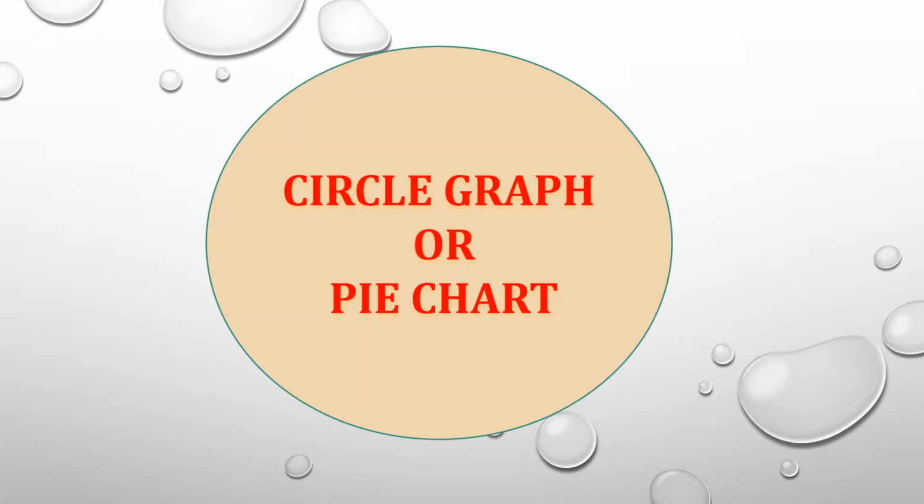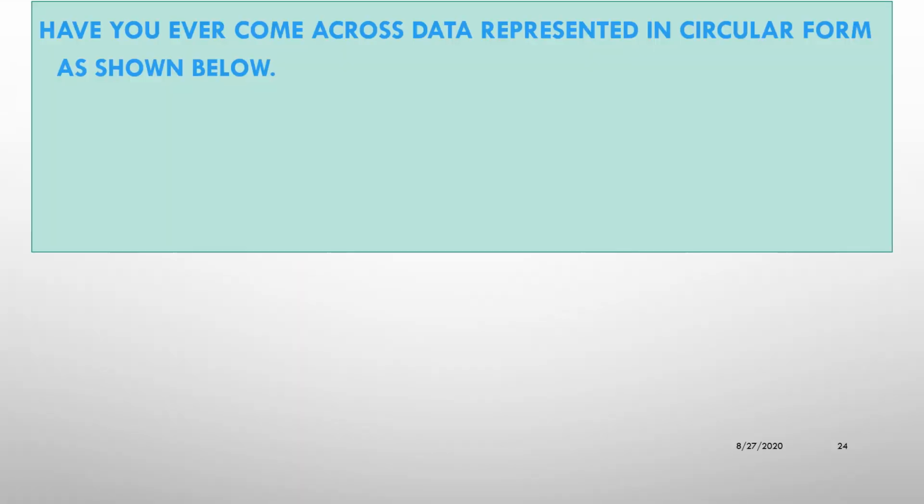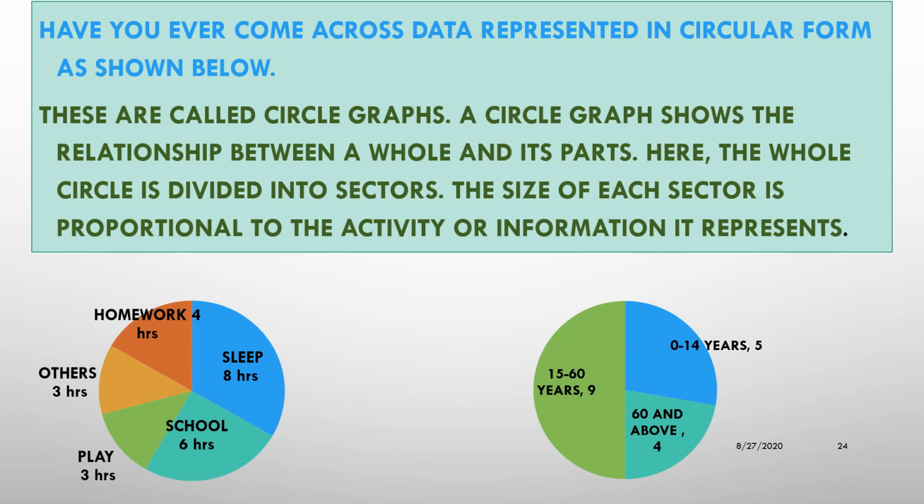The next type of graph is circle graph or pie chart. Have you ever come across data represented in circular form as shown below? These are called circle graphs. A circle graph shows the relationship between the whole and a part. The whole is a circle which is divided into sectors. The size of each sector is proportional to the activity or information it shows or displays.